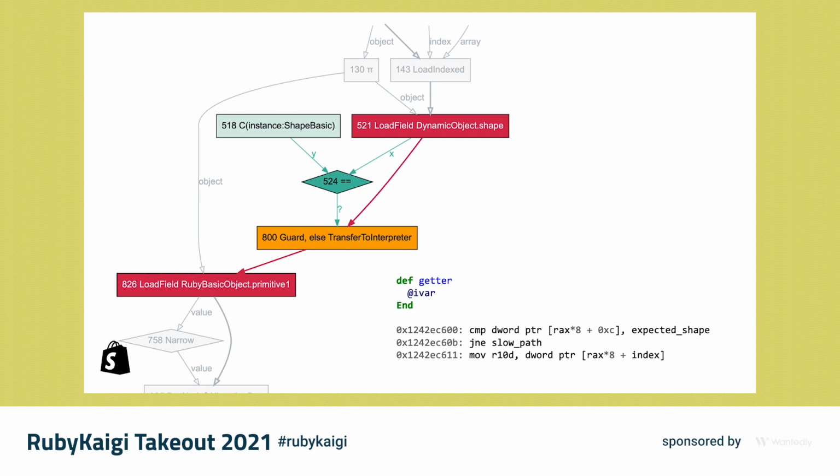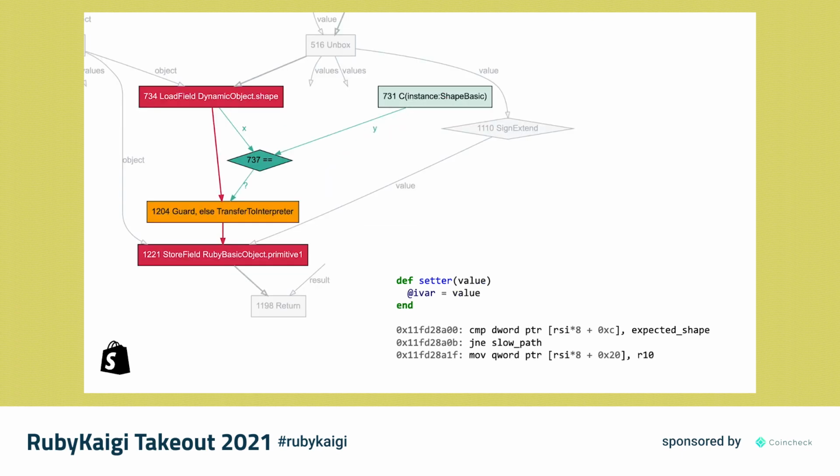Then we compare that against an expected shape, which we can hard code into the machine code, right? So it's not reading it from some memory, that's hard coded in. We then say if they're not equal, then go off to some slow path, and then we say move the indexed value from the object into a register, and then we can keep doing whatever we like. So just 3 machine instructions, and you can also look at the graph to understand the logic behind it.